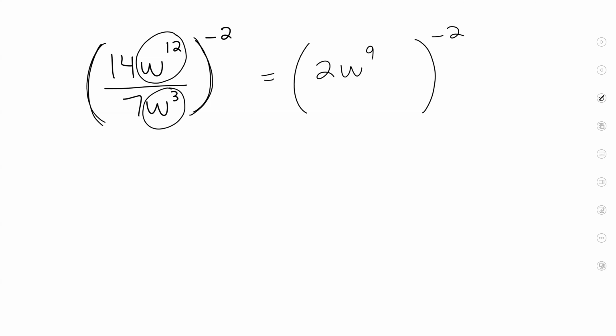Now I'm going to do the power rule. This was the quotient rule. Now I'm going to do the power rule. Okay, so this -2 will go to this, and it'll go to this. So this is 2 to the power of -2, and W to the power of -18. That's the power rule.